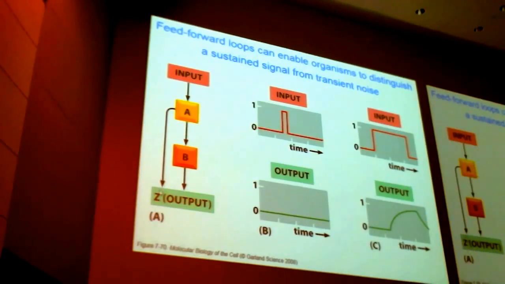But that does not happen unless enough of A is accumulated to also activate B, and B has also accumulated to then activate Z, okay? So only a sustained signal will allow enough of A and B to be made so that now Z gets made. So here's that schematized. If you have a transient input in time for a very short time, then you don't have output. But if you have a sustained input for a long time, the output is okay.